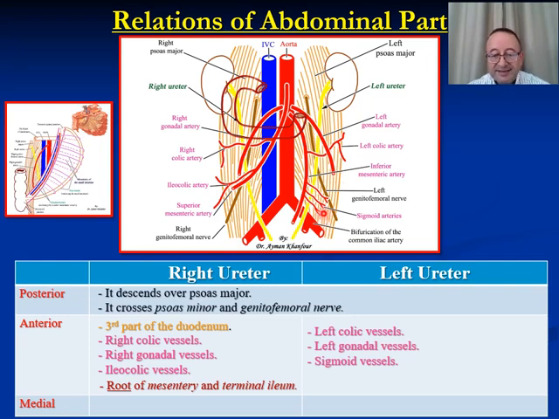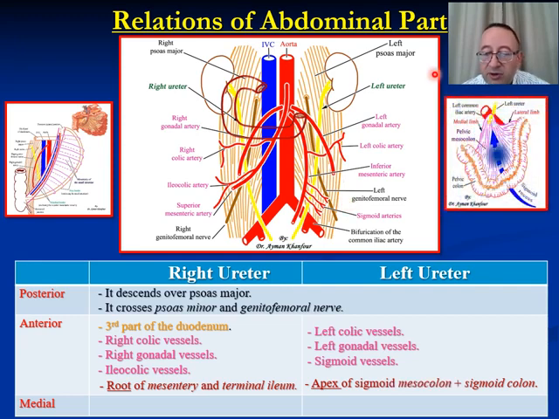So what is remaining? The same idea. We have a fold of peritoneum that crosses the left ureter anteriorly. But in this case, what does this fold of peritoneum hold? It holds the sigmoid colon. So this fold of peritoneum is called sigmoid mesocolon or pelvic mesocolon. This is sigmoid mesocolon. The part of this pelvic mesocolon which crosses exactly the left ureter is called the apex of the sigmoid mesocolon.